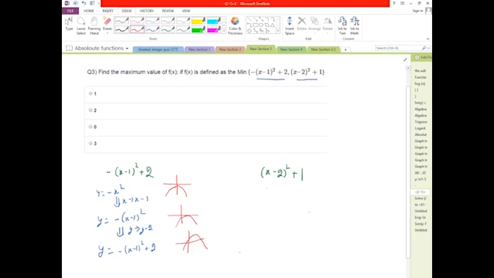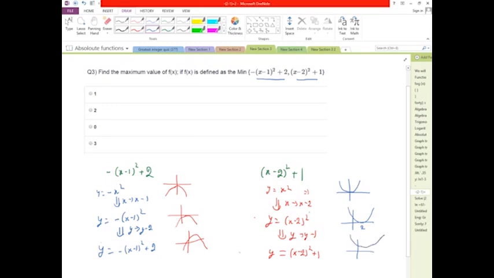And same way on this side, (x minus 2) square plus 1. You start with y equal to x square. Then make the substitution of x to x minus 2, and you get y equal to (x minus 2) square. And then substitute y by y minus 1, and you get (x minus 2) square plus 1. Let's draw the graph. X square, x by x minus 2, and 2 units to the right. And then y by y minus 1, which means 1 unit to the top. So it becomes something like this. So, sorry, 1, 2.